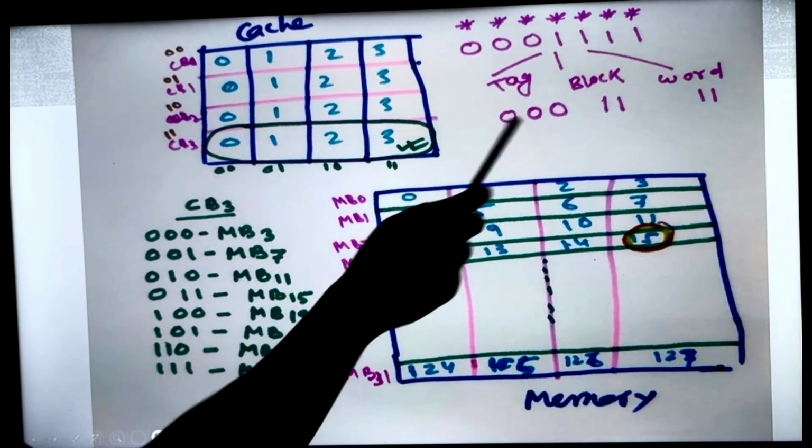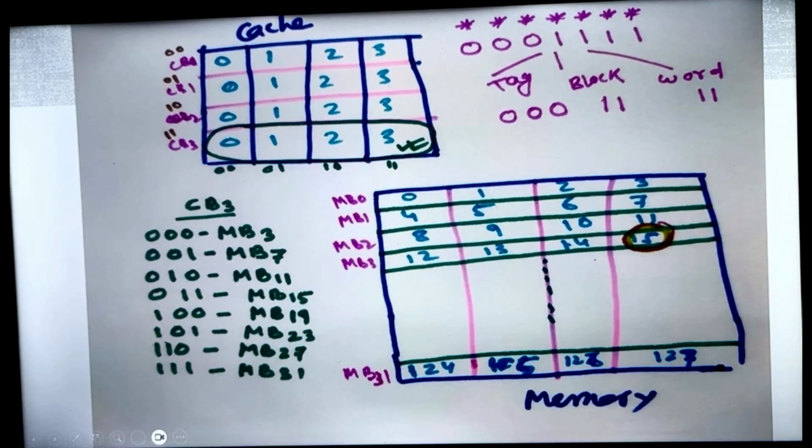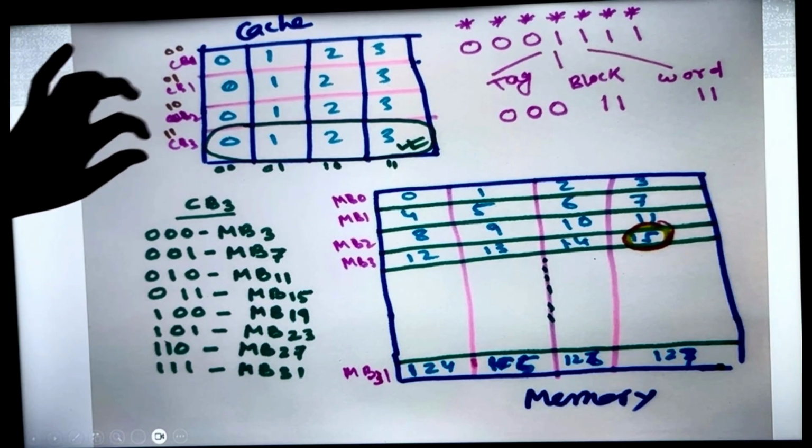Fine. Now what about this tag? I know this bit I want. Now what about this tag? Tag is very important. Why is it very important? See which block I am talking about?